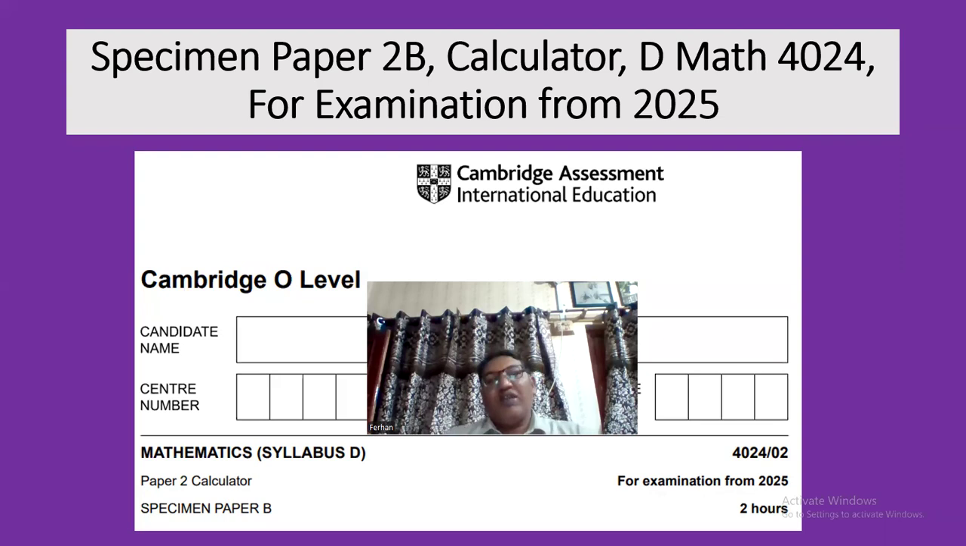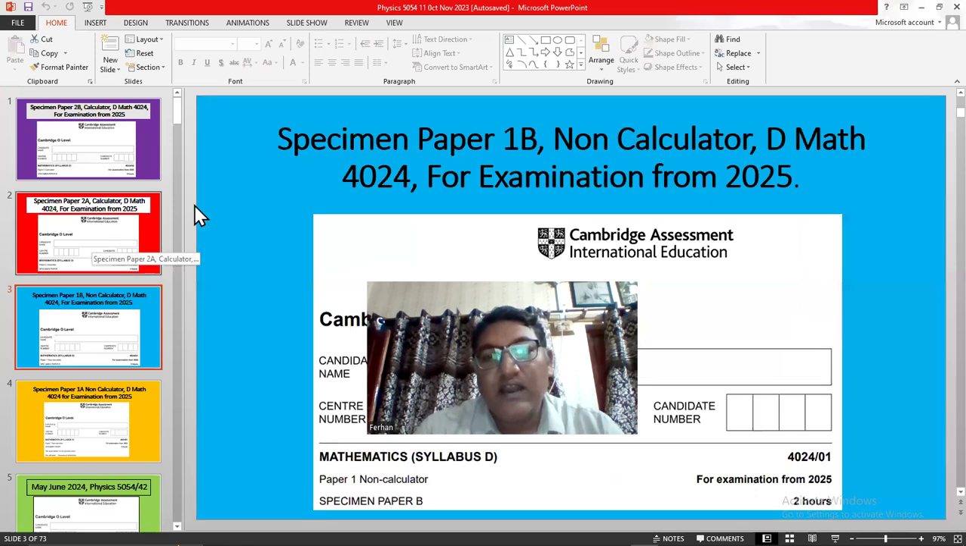Mathematics Syllabus D. Today we have set our heart to solve a paper 2. This paper 2 is very special because this is a specimen paper issued by Cambridge for the examinations starting from 2025. And they have issued two paper twos. So this is the paper 2B. It's a calculator version in which the calculator is allowed. The time allowed for this paper is 2 hours, and the total marks for this paper are 100.